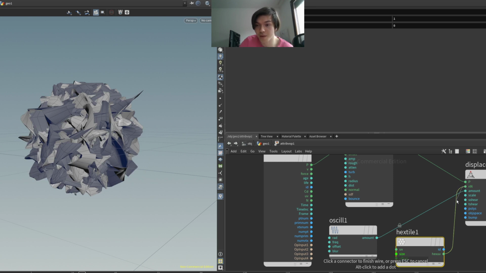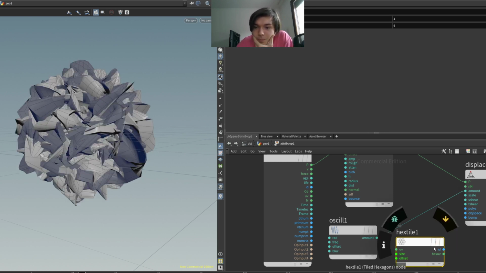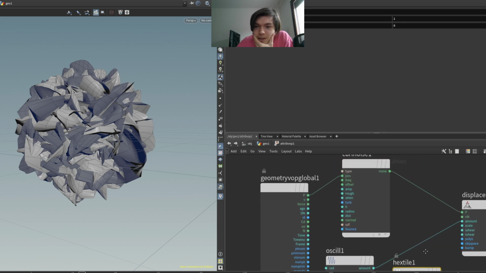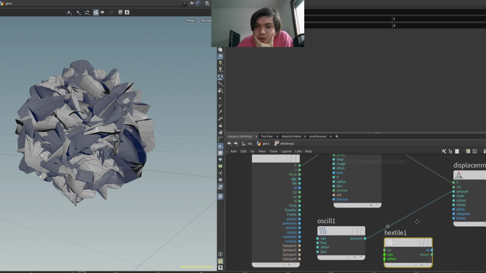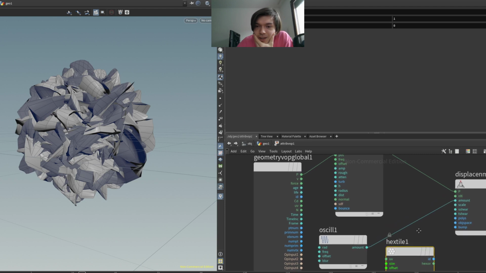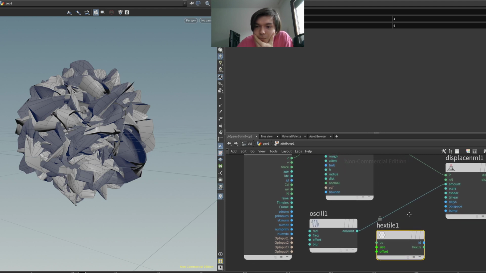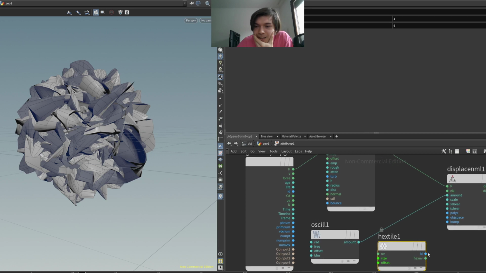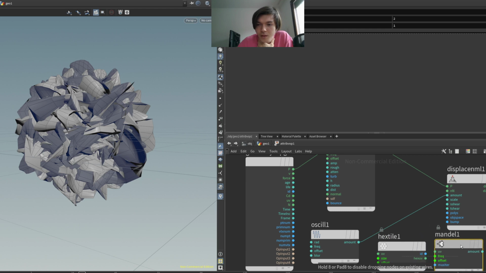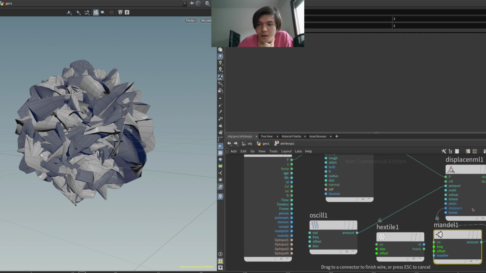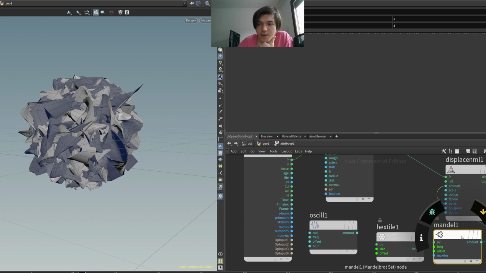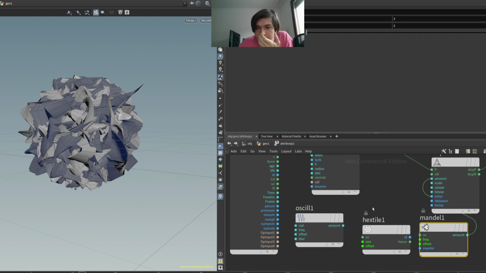Does this do something? Of course. Is there a UV? No, there isn't. Size, offset, ID. What is ID even? Does something happen there? Okay. We are just gonna use the Mandelbrot and plug the amount there and see what is happening. Nothing too interesting is happening.